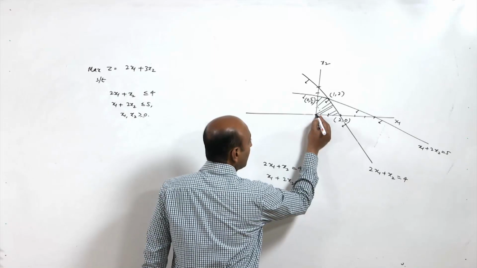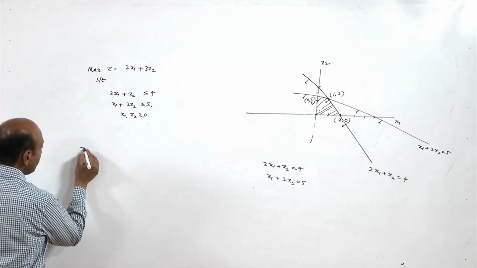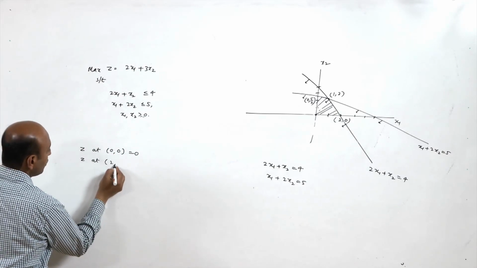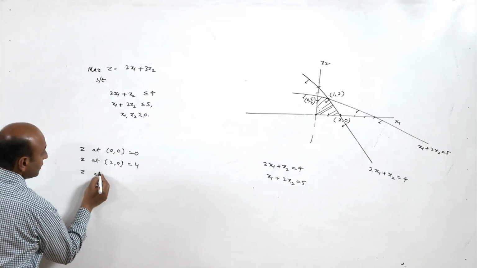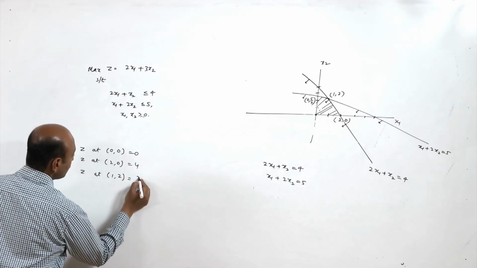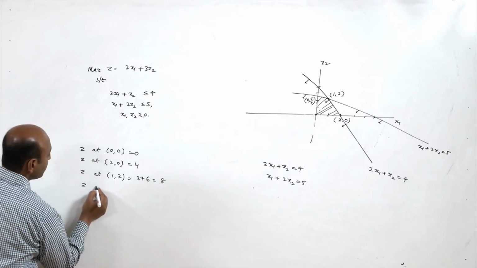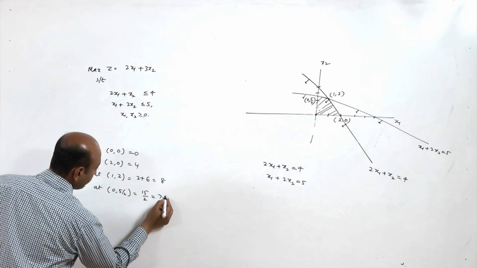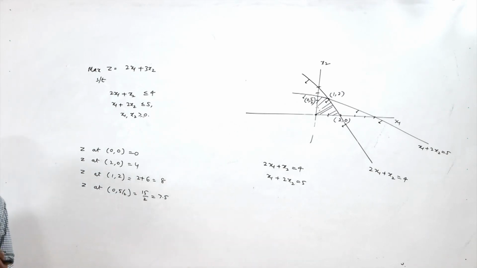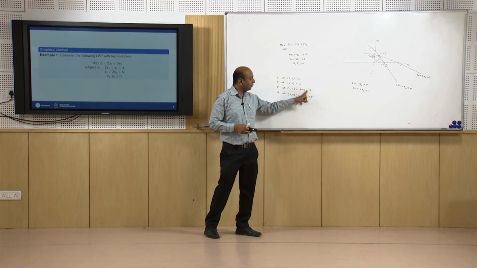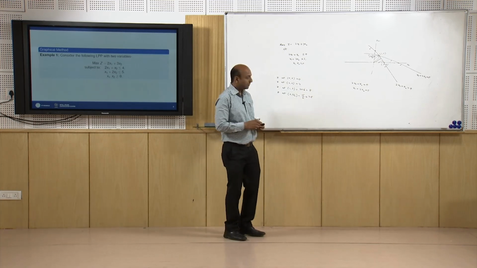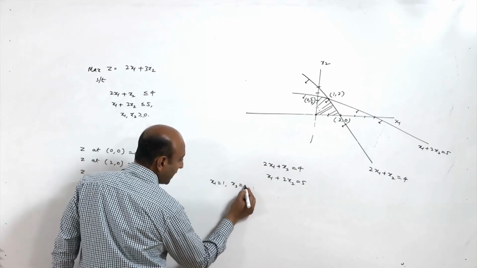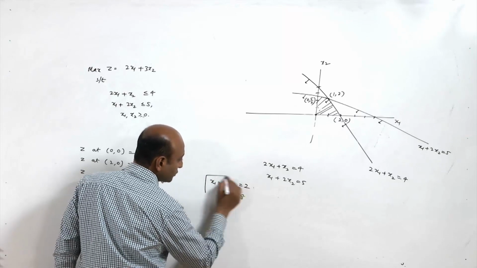Now, the value of z at the origin is 0, the value of z at 2 comma 0 is 4, the value of z at 1 comma 2 is 2 plus 6, that is 8, and the value of z at 0 comma 5 by 2 is 15 by 2, that is 7.5. We have to maximize z. So, the maximum out of all these 4 is obtained at this point, which is 8. The optimal solution is x1 equal to 1, x2 equal to 2 and z equal to 8. So, this is the optimal solution of this problem.